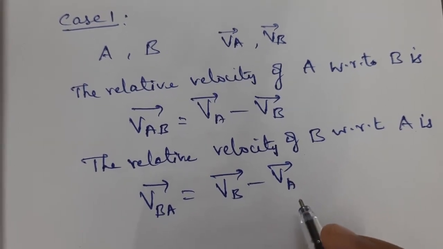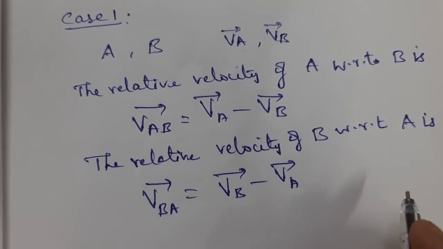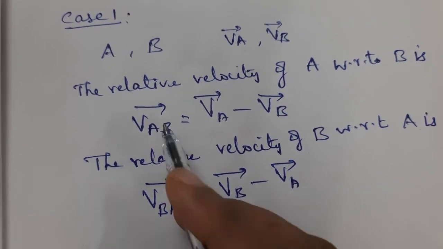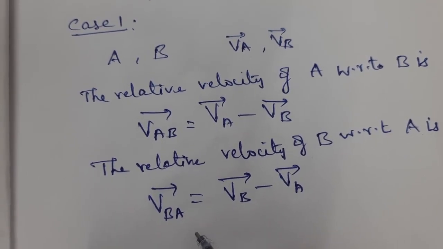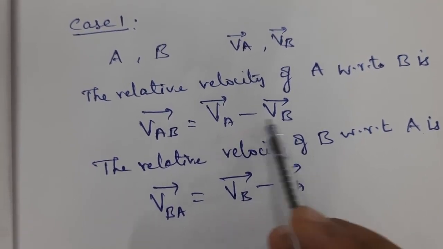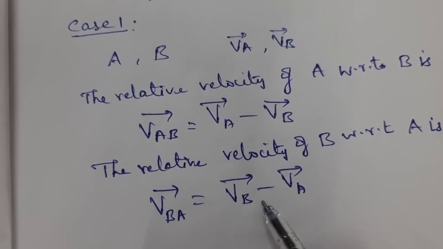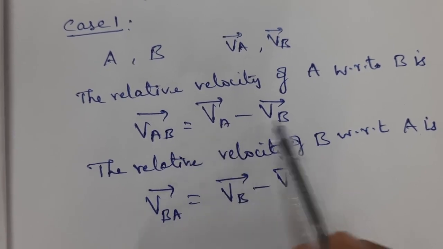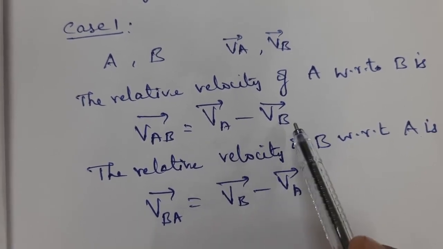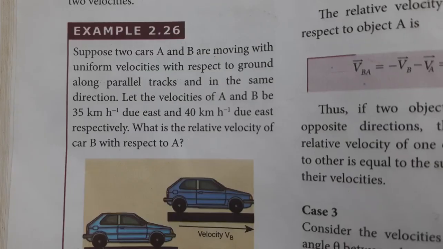VB minus VA. So if two objects are moving in the same direction, the magnitude of the relative velocity of one object with respect to another object is equal to the difference in magnitudes of the two velocities. Okay, the relative velocity is equal to the difference in the magnitudes of the two velocities.